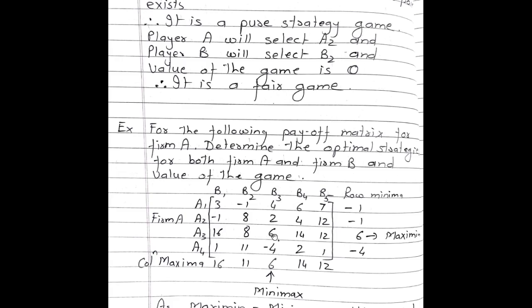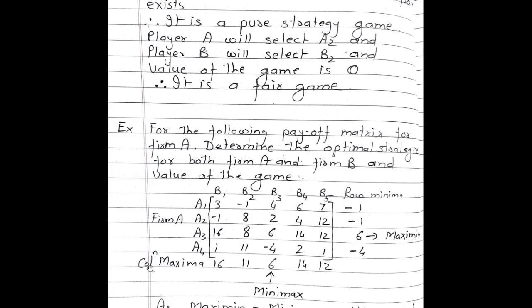So we will write minus 1 in the row minima column. 16, 8, 6, 14, 12. Minimum element is 6. Last row, 1, 11, minus 4, 2, 1. Minimum element is minus 4. So after getting row minima values, we will pick up the maximum among these 4 values and we put an arrow. We will call it as maximin. So 6 is maximin value.